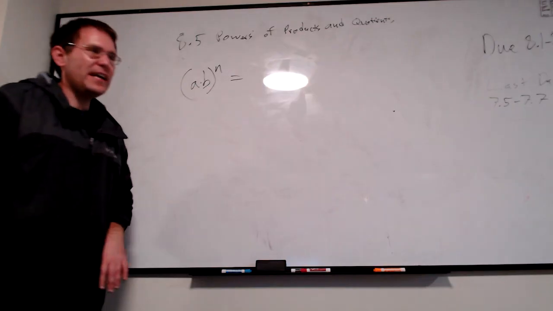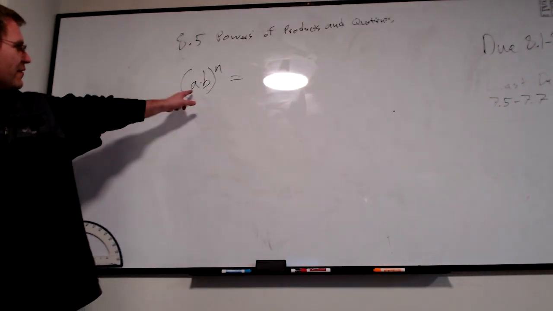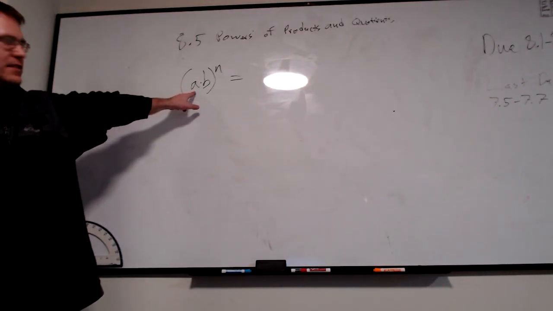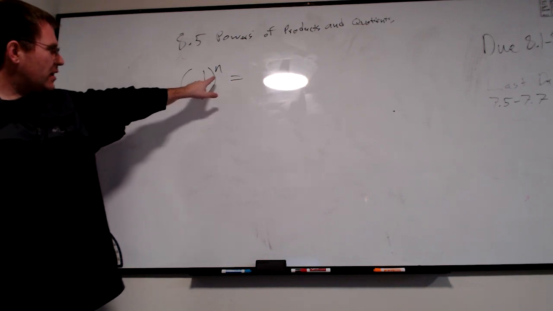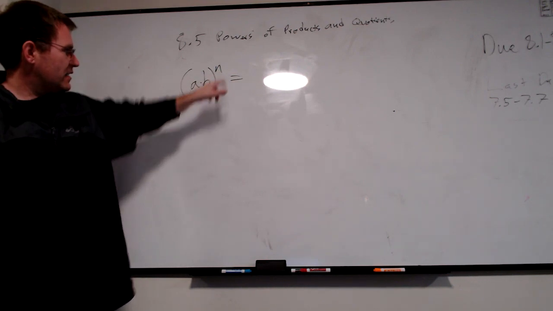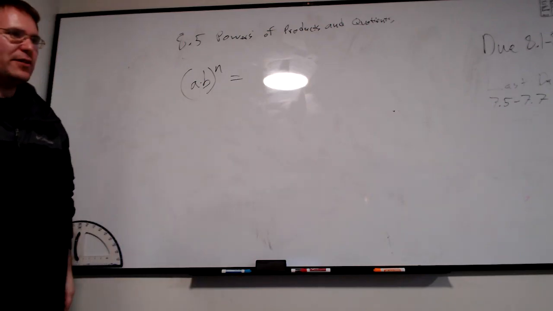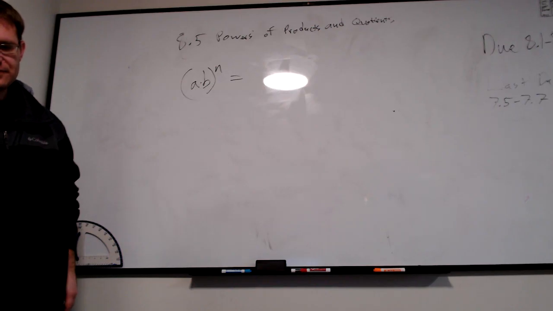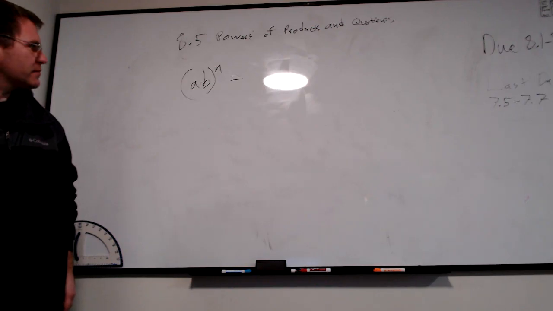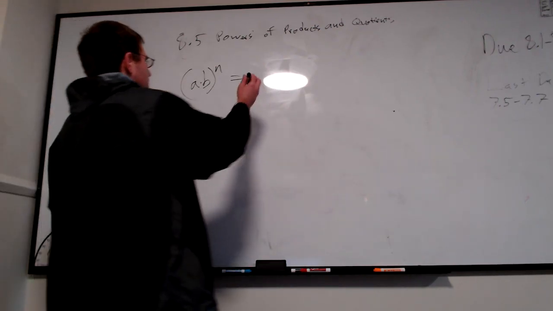So here's our first big idea. We have number A, multiplied by number B, and this is to the power of n. So what does that equal? Anyone have a guess? It'd be a to the power of n times b to the power of n. Yep.